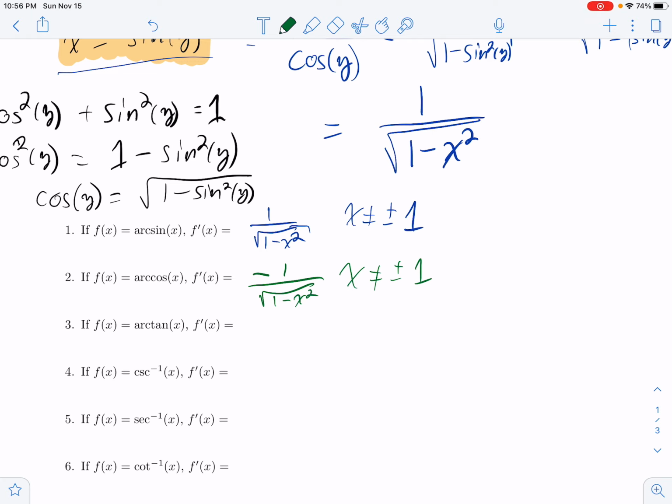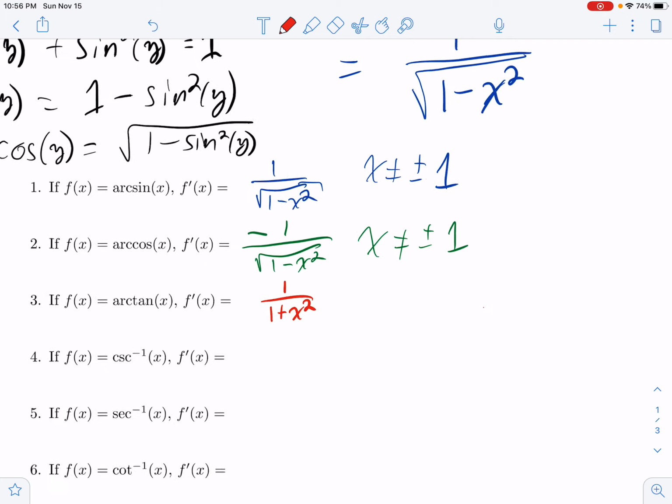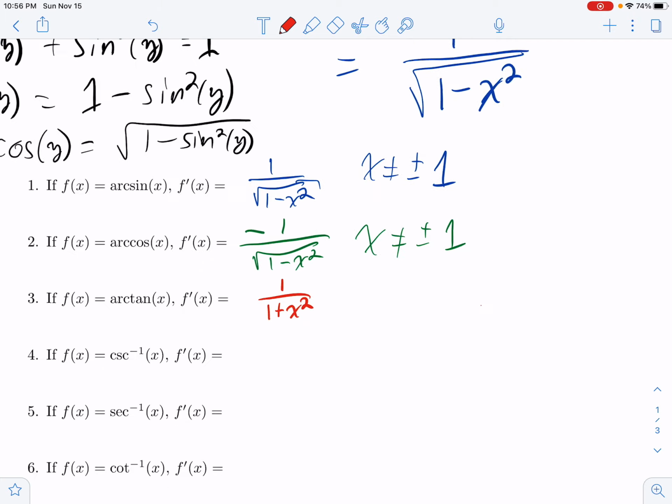The way I remember it is derivative of cosine is like negative sine, so cosine's got the negative in there. Let me move this up a little bit. Arctan's a weird one. It's 1 over 1 plus x squared. So it's got a plus sign in there. And there's no restrictions there because that denominator can never be 0.